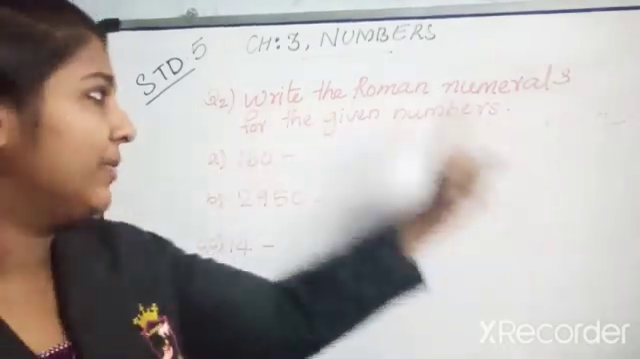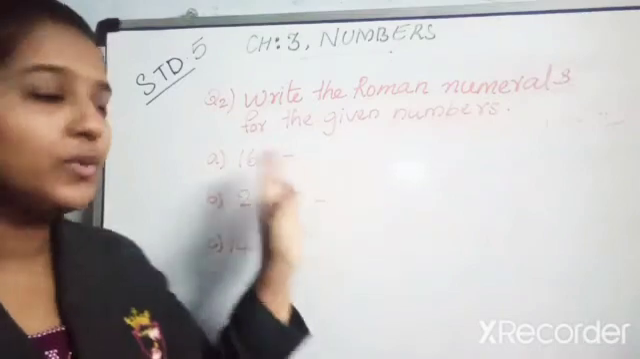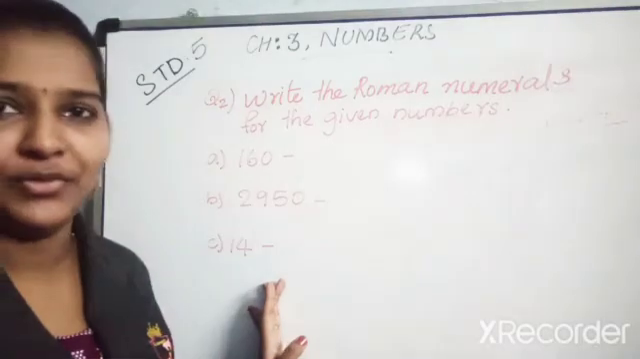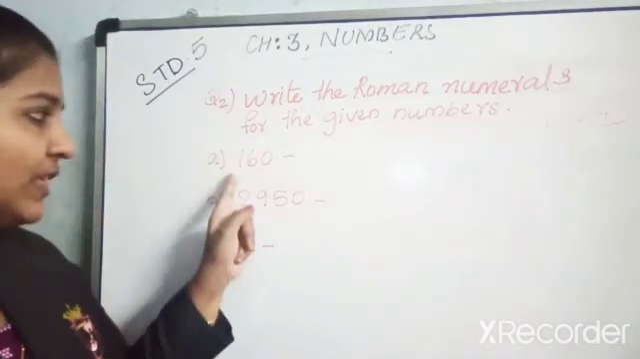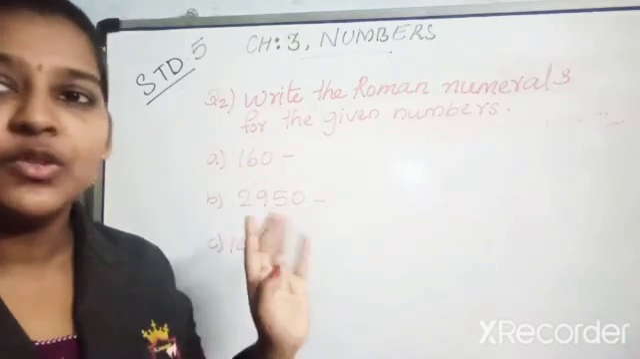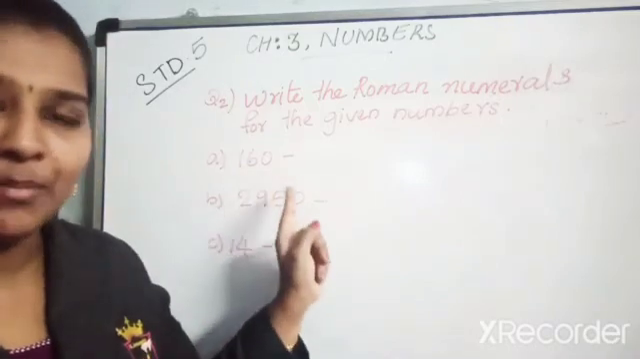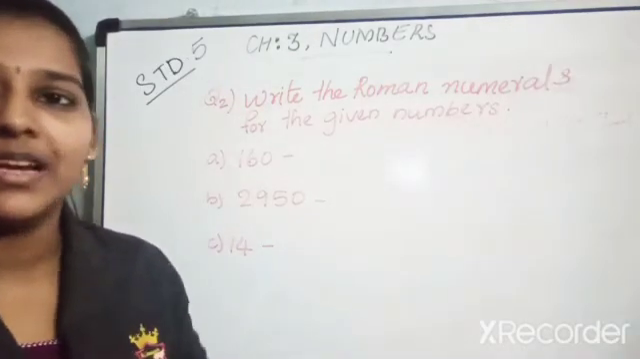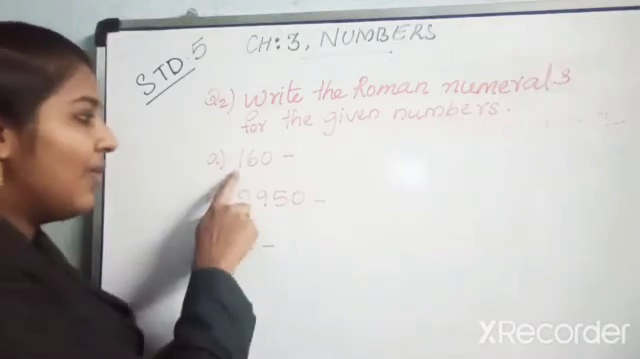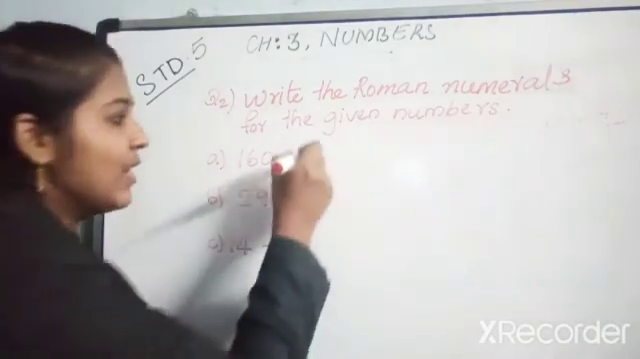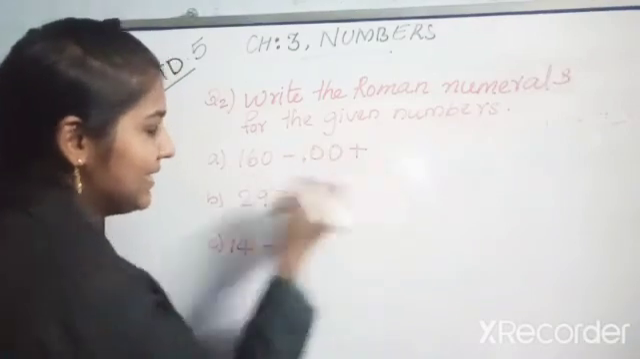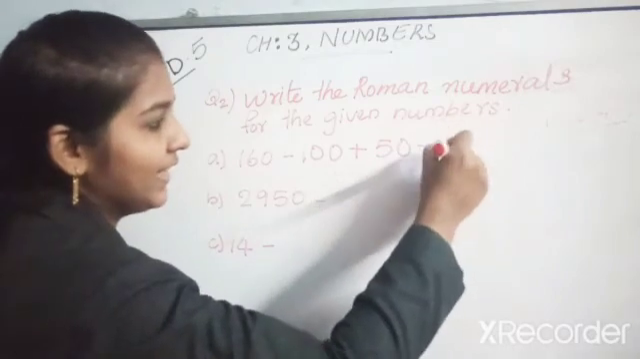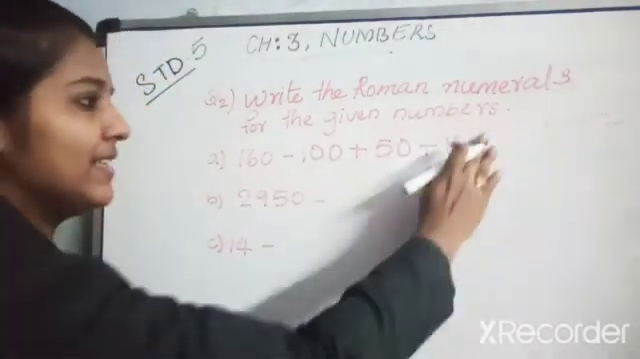Write the Roman numerals for the given numbers. So the Hindu-Arabic numerals are given here. You have to write the Roman numeral for this. Okay. So first number is 160. So first you have to split up this number according to the Roman symbols that we know. So 160 we can write as 100 plus then Roman numeral of 50 we know, isn't it? 50 plus then 10 is equal to 160, isn't it?